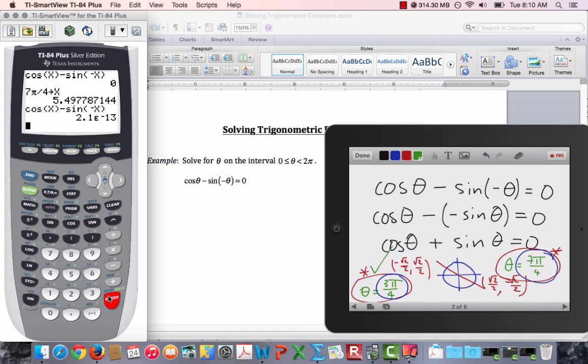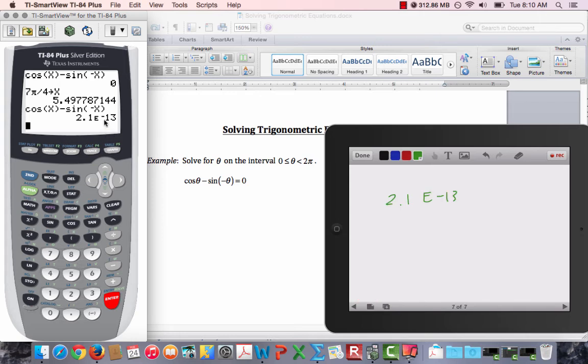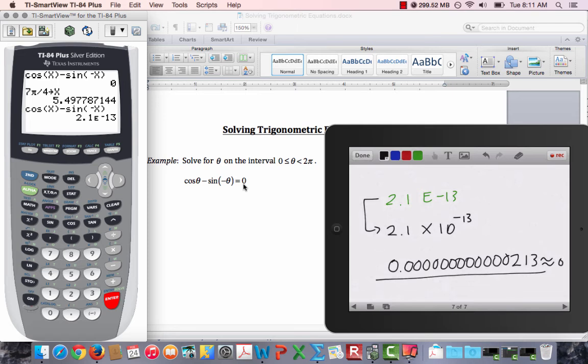We notice that when we evaluate that expression at 7 pi over 4, we get some very strange value, 2.1 e negative 13. This is a little unexpected. We were expecting for the value to be 0, but 2.1 e to the negative 13 is the calculator's way of using scientific notation, saying 2.1 times 10 to the negative 13. Well, 10 to the negative 13 is a very small number. So what we're looking at is truly 0.1, 2, 3, 4, 5, 6, 7, 8, 9, 10, 11, 12, 13 places to the left that we move our decimal. So what the calculator gave us was a value that was extremely small, very, very close to 0.